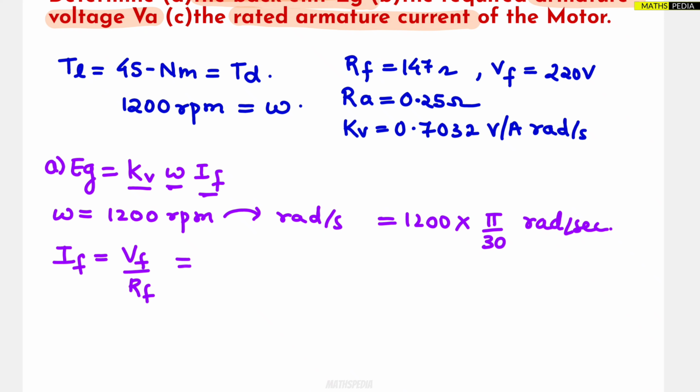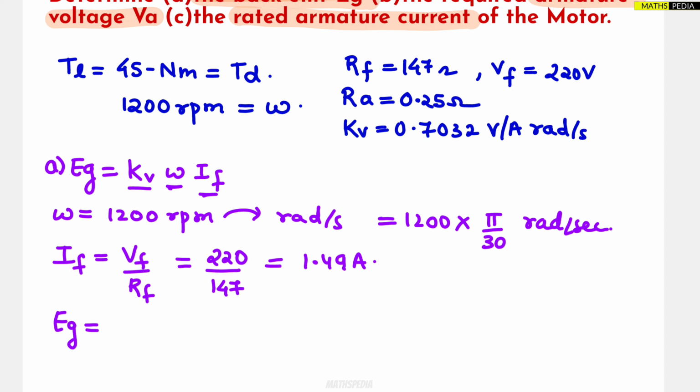That's it. So what is the VF given? 220. What about IF? 147. So when I divide both of these, I will be getting 1.49 amperes. So I got IF also. Now I can directly get the value of back EMF, Eg.